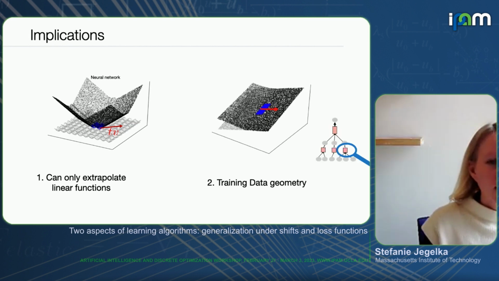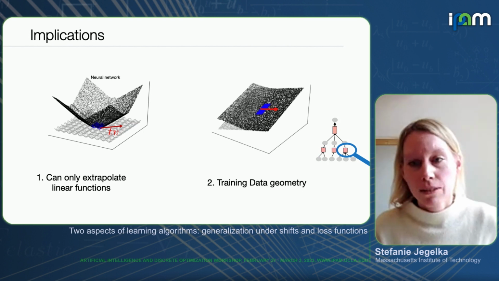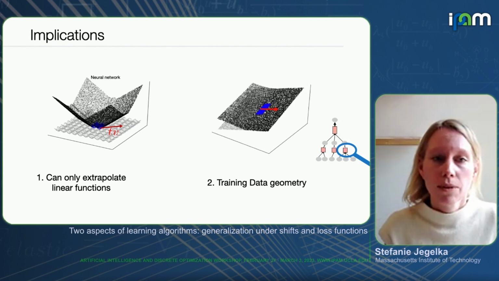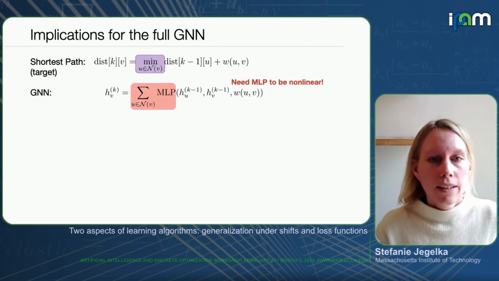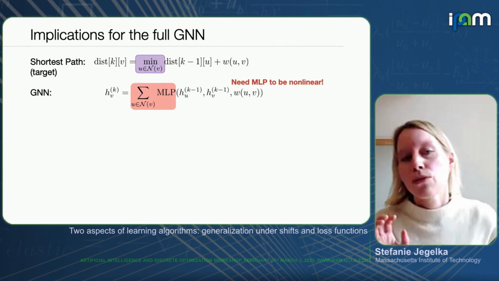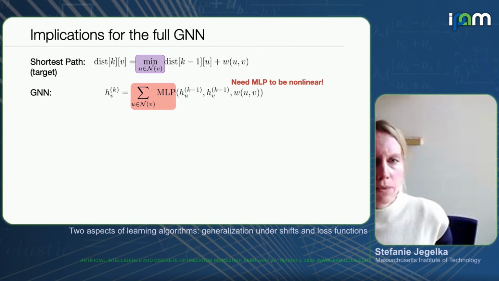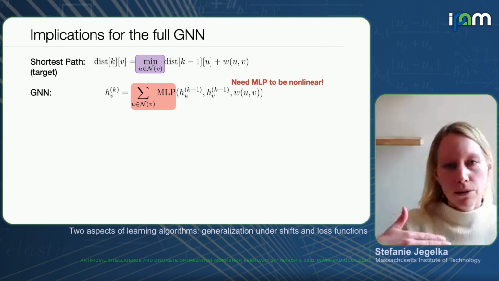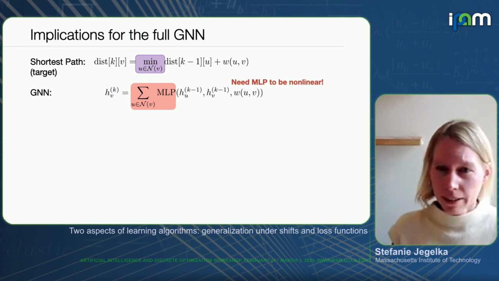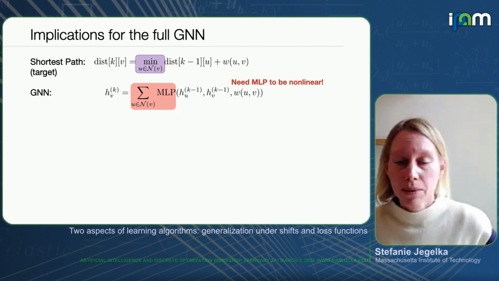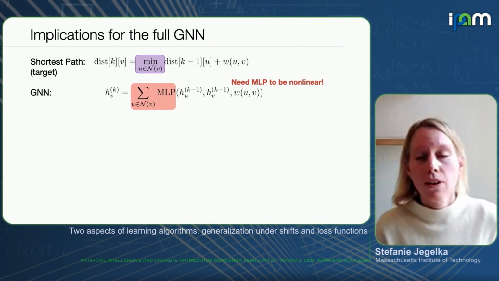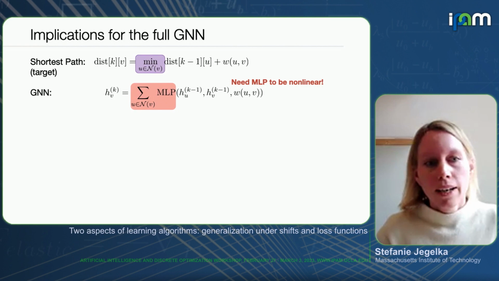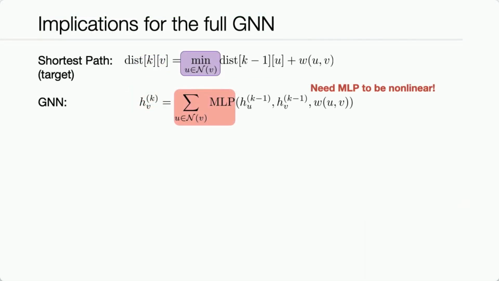So let's now take this, especially message number 1, back into our graph neural network. Again, let's assume we want to learn the shortest path algorithm. And maybe Petar later in his talk has some more examples of this, since he has worked a lot in this direction too. So we want to mimic the shortest path algorithm.